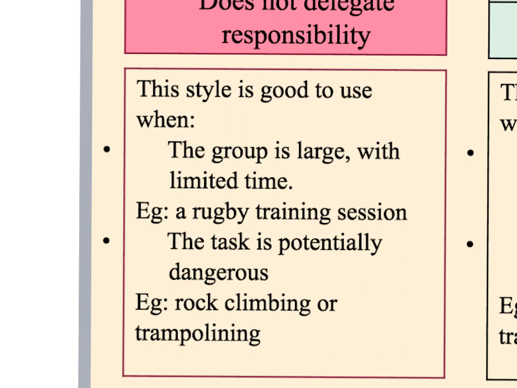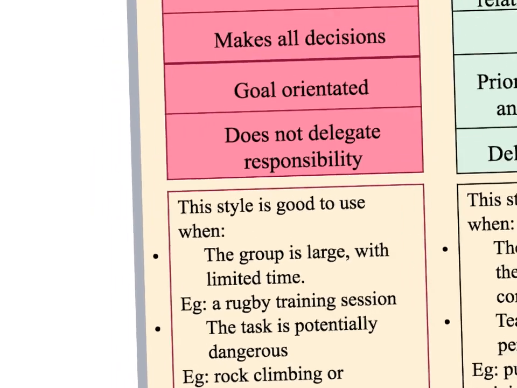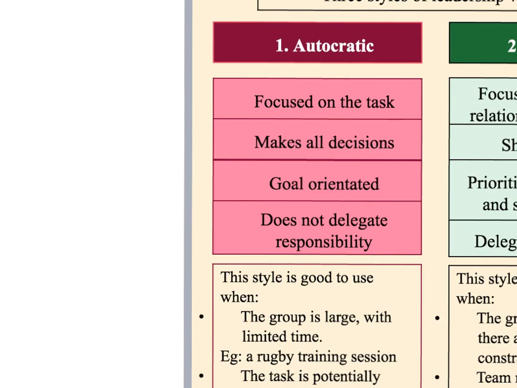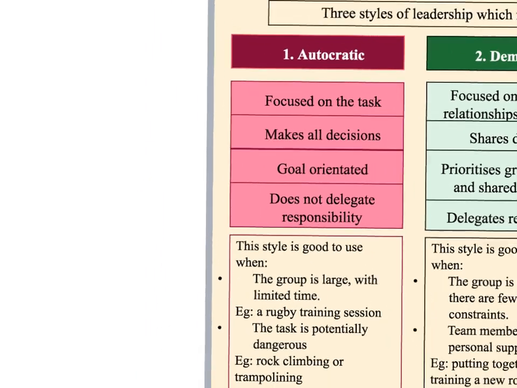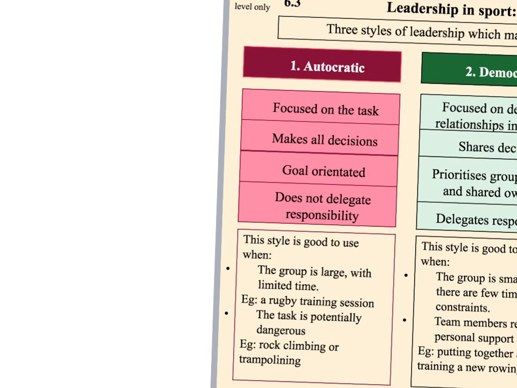So you've got to think of a time when things could be dangerous and you've really got to get them in order. So also think about if you're walking along the side of a cliff and you're the group leader walking with some children, you would say, follow my lead, we're doing this, do exactly what I say. The goal orientated is we're going to get to the other side and we're going to be safe. Okay, we do not delegate responsibility.